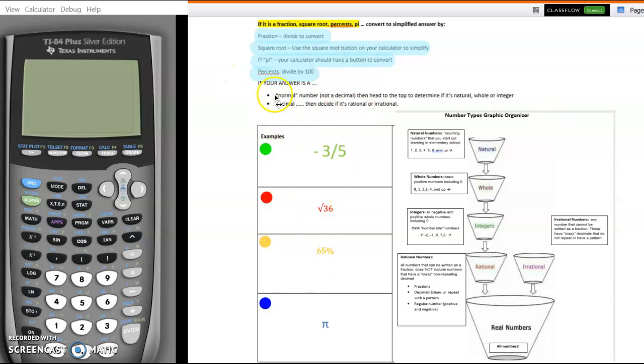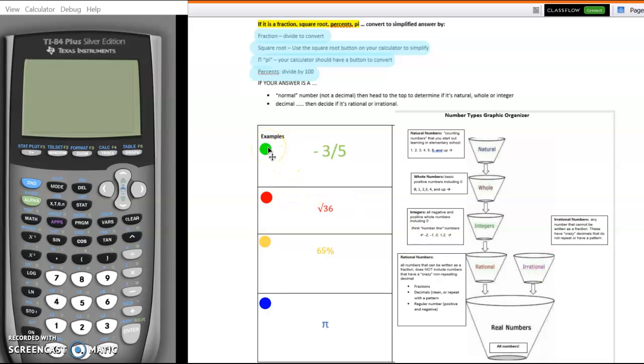Actually, one more thing to point out at the top. When you put it in the calculator and figure out your answer, if it is a normal, comfortable number, we're going to go back up like we did on day one and ask ourselves those basic number questions. Is it a natural number? Is it a whole number? Is it an integer? If it is a decimal answer, then again, we're going to ignore those three simple buckets and jump right down to rational, irrational, figure it out, and drop it in. So there is something to be said about what we do with our answers.